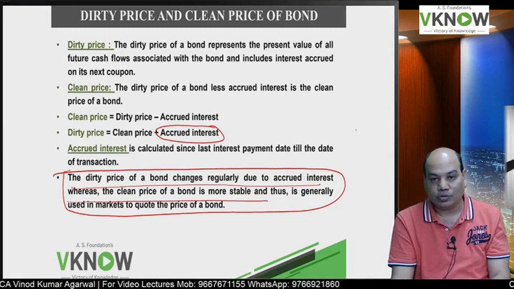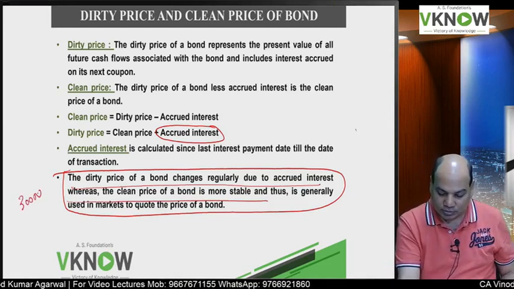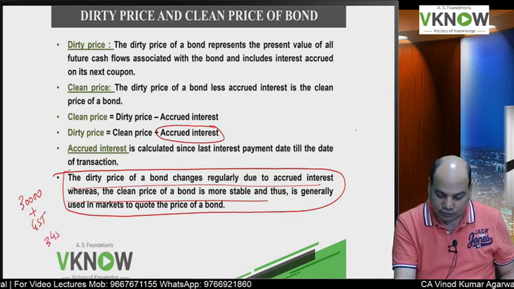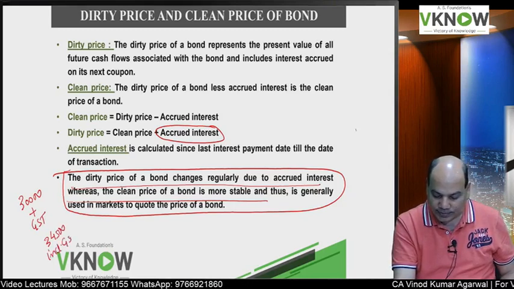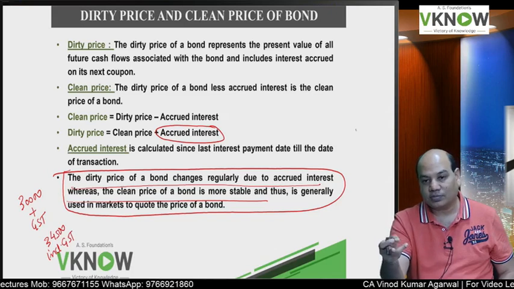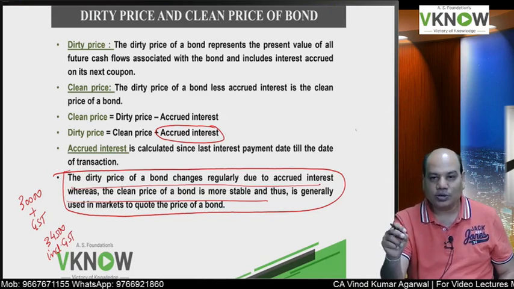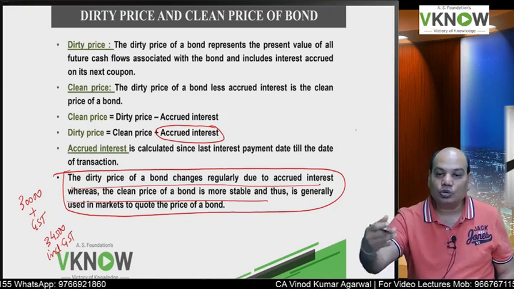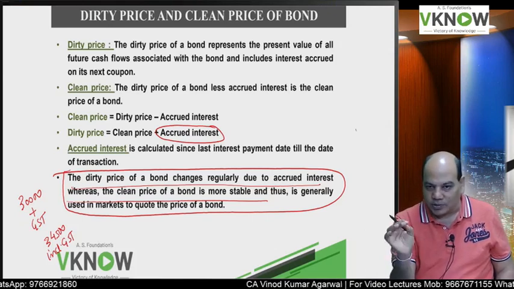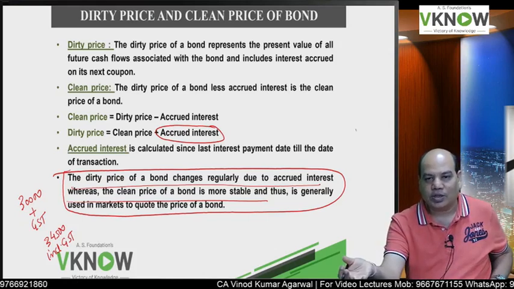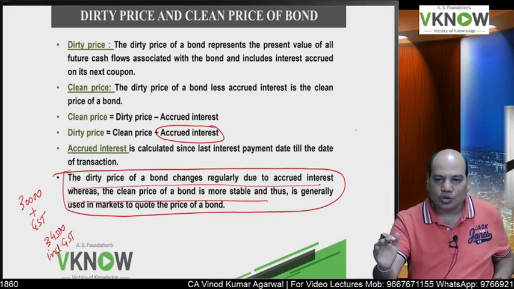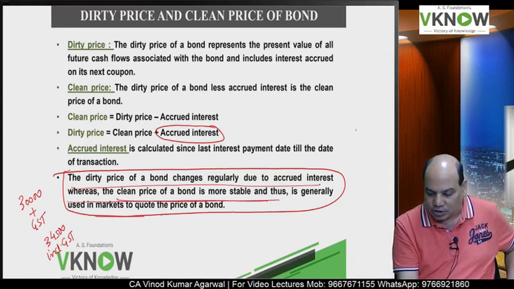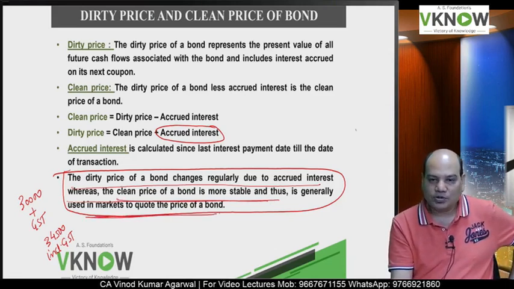Just like when you go to buy a phone, they will say 30,000 rupees plus GST, or they may say 34,500 including GST. Yes or no? In both cases you are paying GST, but one is telling you the price excluding GST, where GST will be added separately, and one is giving you the price including GST. Got it? So cum interest price means interest accrued is already included in the price. Ex interest price means interest accrued is not included in the price of the bond. Clean price is more stable, and generally used in the markets to quote the price of the bond.